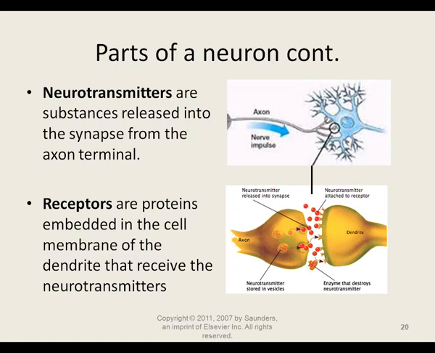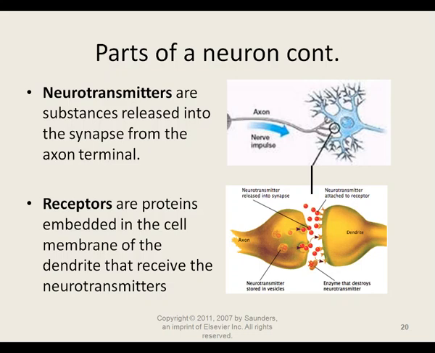Neurotransmitters are substances that are released into the synapse from the axon terminal. So if you look at the picture at the right there, it's showing you, here comes the impulse, it's traveling down the axon, it gets to the axon terminal, and then the receptors that are on the next cell are going to receive the neurotransmitters, just like catching a ball, okay?